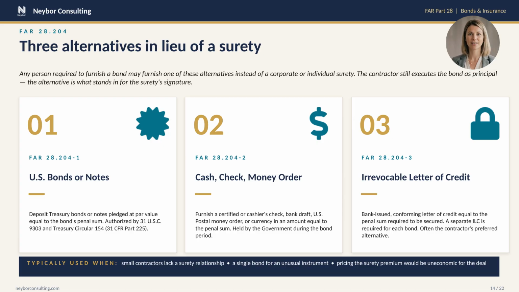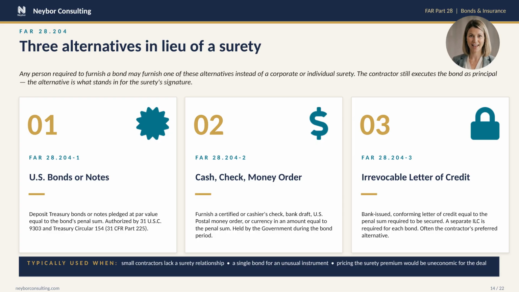The legal authority is 31 U.S.C. 9303 and Treasury Circular 154. The benefit: the bonds keep earning their coupon while pledged. The downside: you tie up that face value capital for the term of the contract.